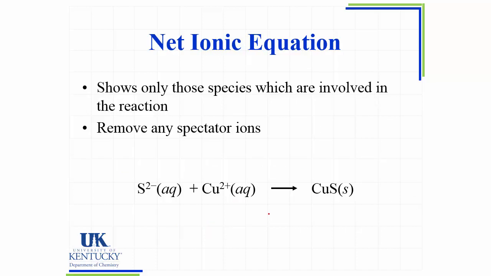Now what I can do when I write my net ionic equation is I basically eliminate those spectator ions. I'm showing only those species that are actually involved in the reaction, and so what I'm left with is sulfide and copper ion reacting to form copper sulfide.